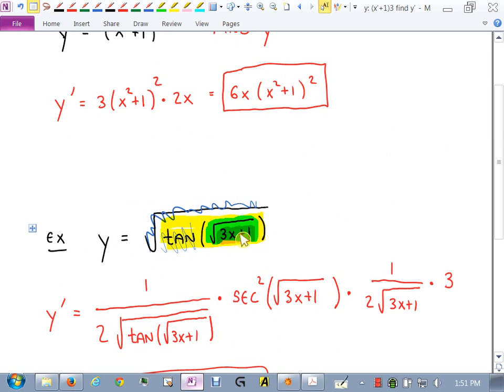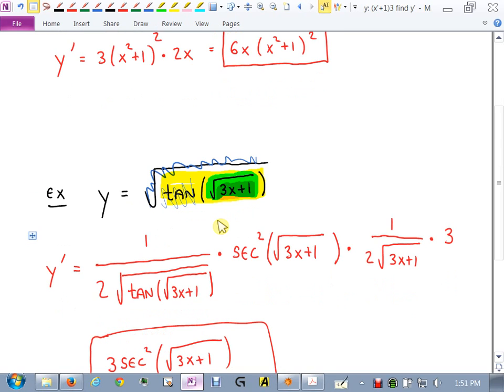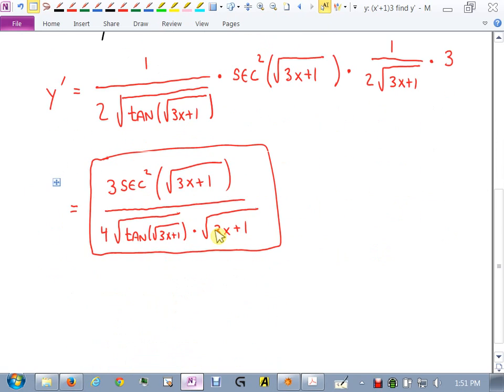This is only defined if 3x plus 1 is greater than or equal to 0, because square root wouldn't be defined. But then you got to make sure that what's coming out of the tangent function is also greater than or equal to 0. So the graph of this would look crazy because the domain is all messy. Am I making sense at all? Okay. And then the derivative of that would be the slope of the tangent line wherever it exists.